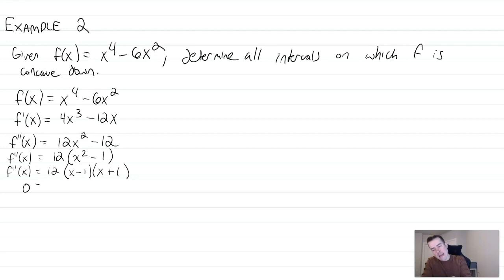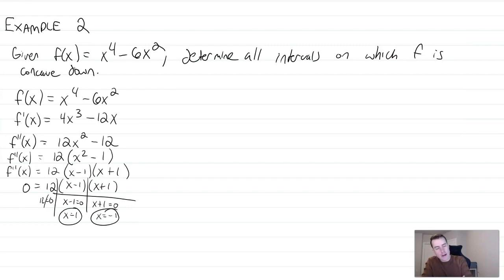And so then we set everything equal to 0. Here we have x plus 1 is equal to 0. Here we have x minus 1 is equal to 0. Definitely we could set the 12 equal to 0 too, but 12 doesn't equal 0, so we're just going to ignore that part. We can basically divide it over to the other side. And here we'll get that x is equal to 1 and x is equal to negative 1. Once you get that, we're going to do our second derivative test. The second derivative test is going to determine our concavity.